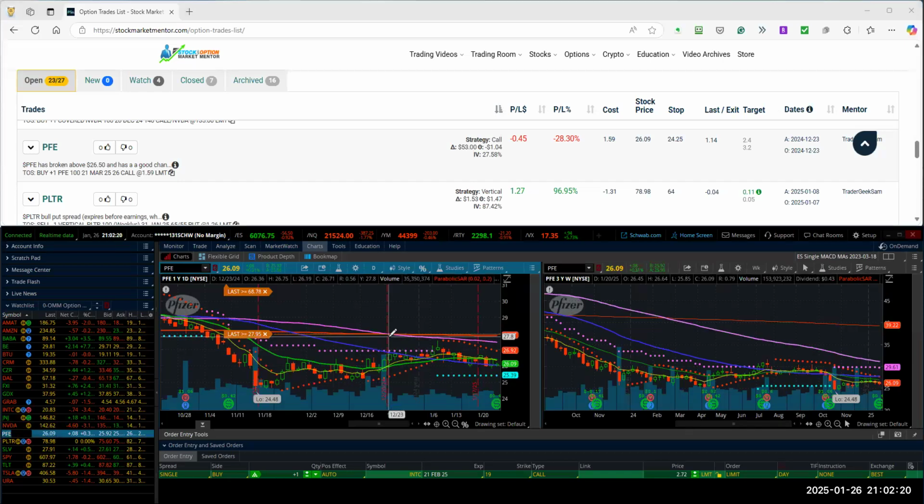Kind of in the same camp as Intel, PFE just can't catch a consistent bid. They've got earnings coming up soon. When is their earnings? So it's not this week, it's next week on the 4th of February. So hopefully we can get some movement out of here. We got a parabolic stop and reverse on this. We need a close over 26.92. It's also under the 21-day, so we need to get above that, but we just keep meandering sideways, and maybe it waits till after earnings to kind of declare a direction for PFE.